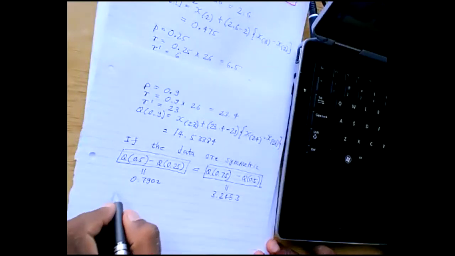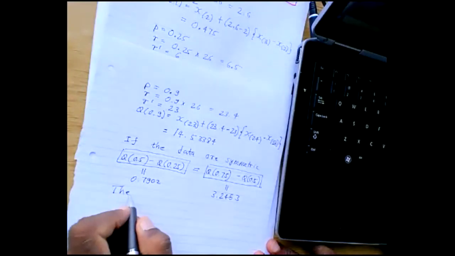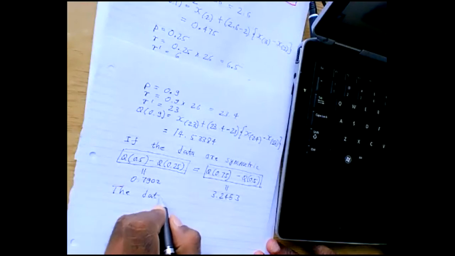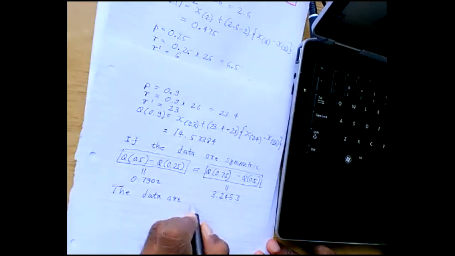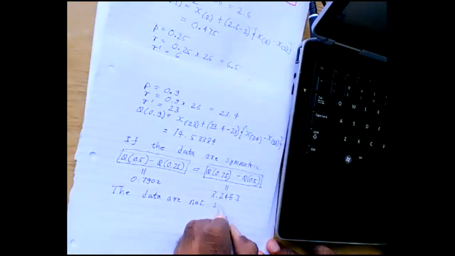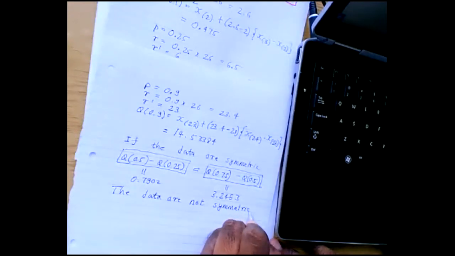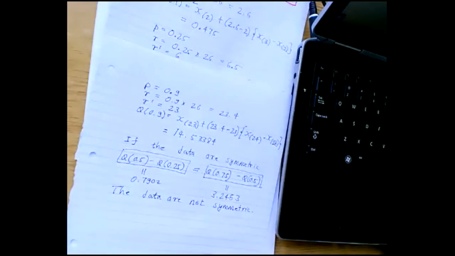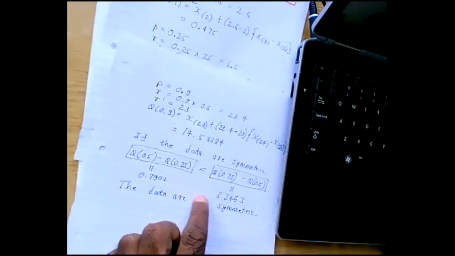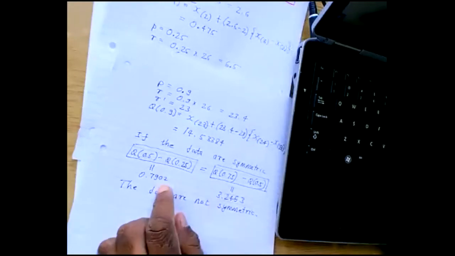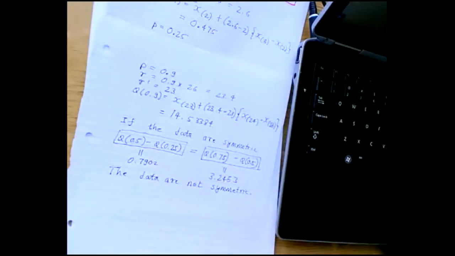So the conclusion is that the data are not symmetric, because if the data are symmetric, you would expect these to be approximately equal, but in this case, they're not even close, right? So that completes question 1.